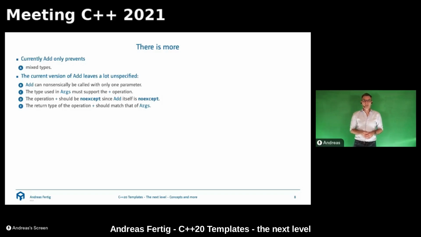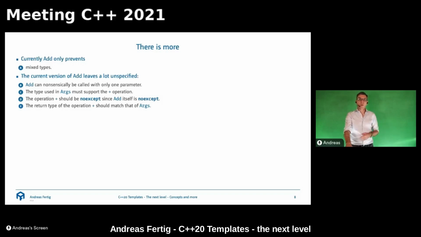And the last one, E, is an interesting one. The return type of the operation plus should match the one of args, right? So usually our operator plus, if we implement it, returns the same type as it's called with, so usually the class. But it doesn't have to. To avoid surprises here, let's require that the operation plus must return the same type, okay? So these are 4 additional requirements that are, pre C++20, not that easy to implement.